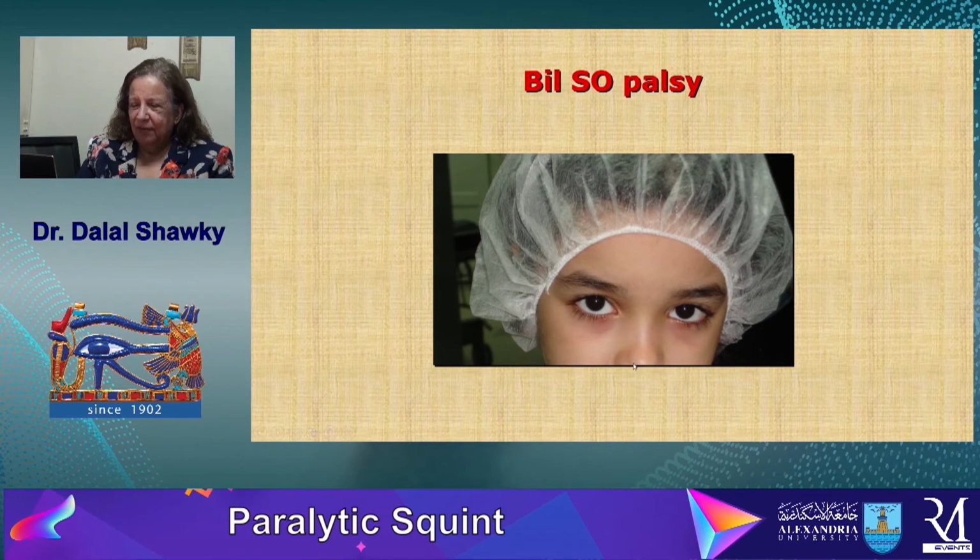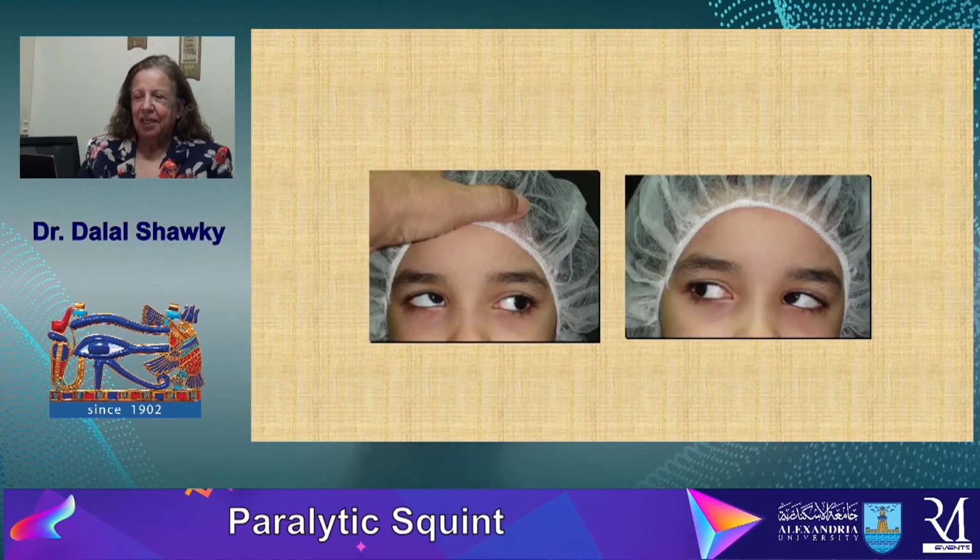appearing as if there is chin depression. This one was having chin depression, but the head tilt to the left means that even if there is bilateral superior oblique palsy, this means that the right is more than the left. So we'll see this patient after looking right and left and putting the eyes in adduction here.